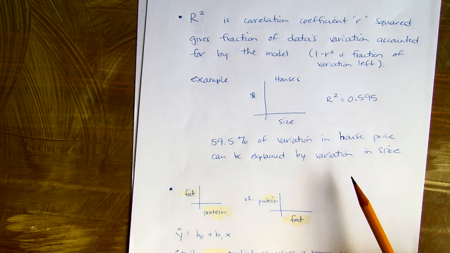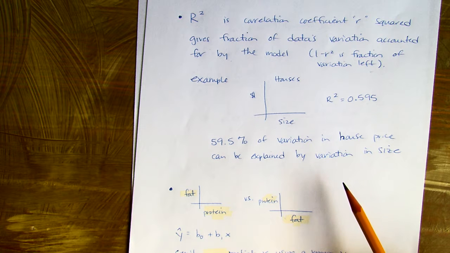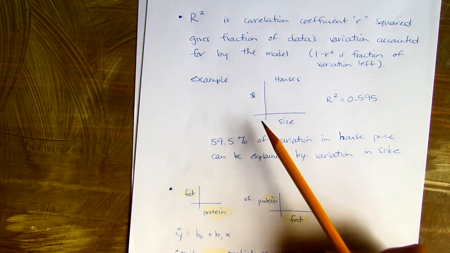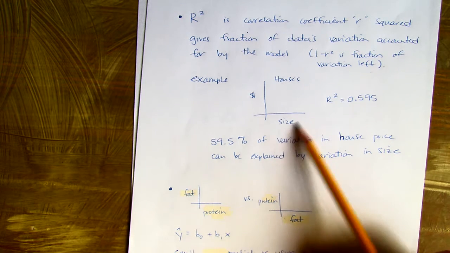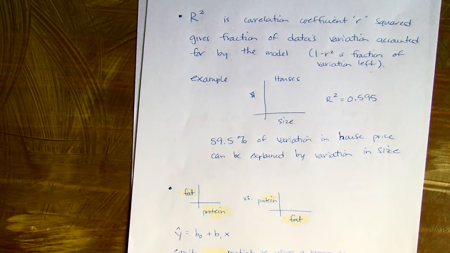Like, yeah, the bigger the house, the more expensive it is. But there's going to be other things involved. Might be how insulated it is. It's going to be how fancy the, what do you call them, the light fixtures and that kind of stuff is. And so there's a lot of other stuff that's going to go into how expensive your house is. But size can explain 59.5% of that variation.